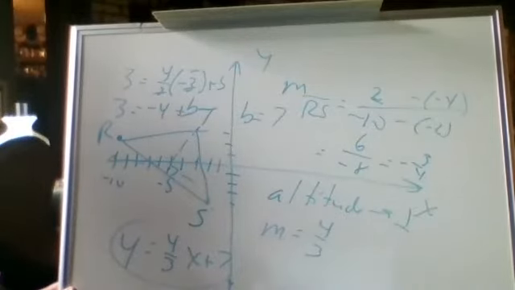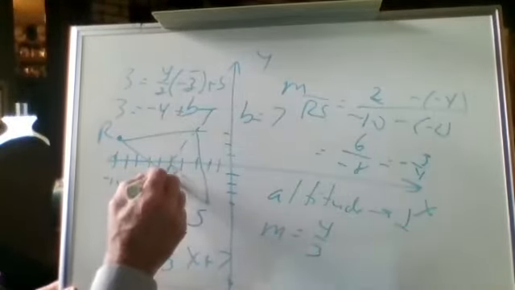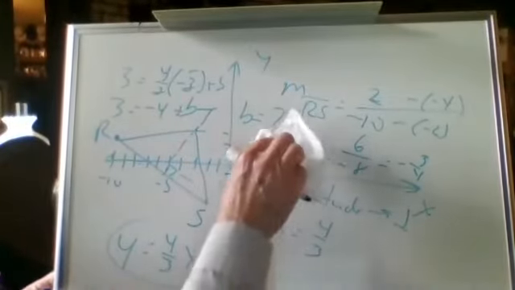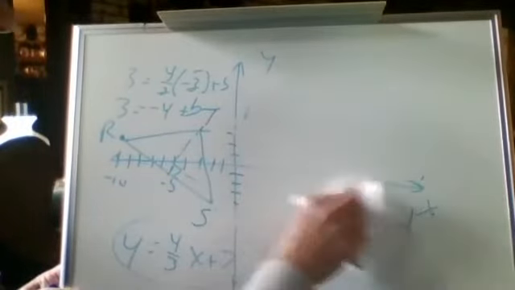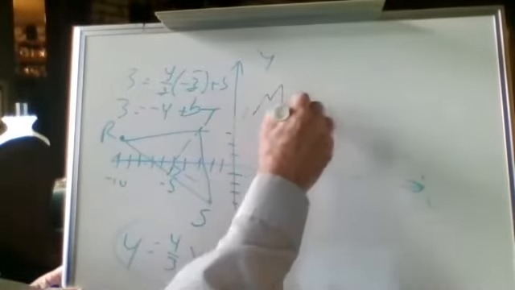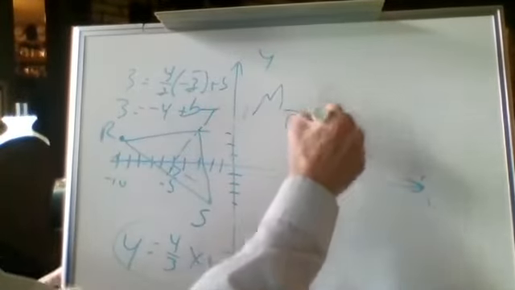All right, now we'll find the median. Well, the median goes from here to the midpoint. So that means we've got to find the midpoint of segment RS. So I'm going to erase some of what I did. Again, you can pause. All right, so I need the midpoint of segment RS. Again, add the x's, divide by 2, add the y's, divide by 2.